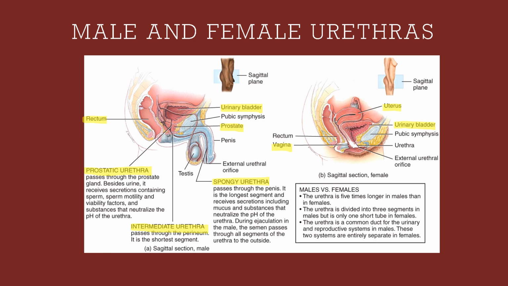In females, the urethra lies directly posterior to the pubic symphysis. It's directed obliquely, inferiorly, and anteriorly, and it has a length of about 4 centimeters. The opening of the urethra to the exterior is by the external urethral orifice, both in males and females.